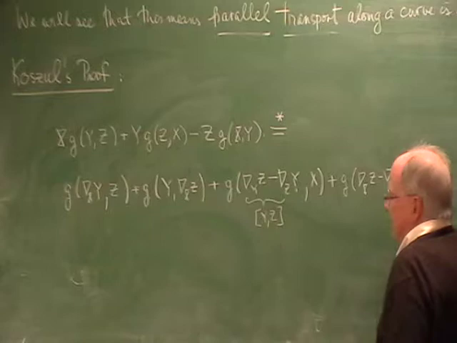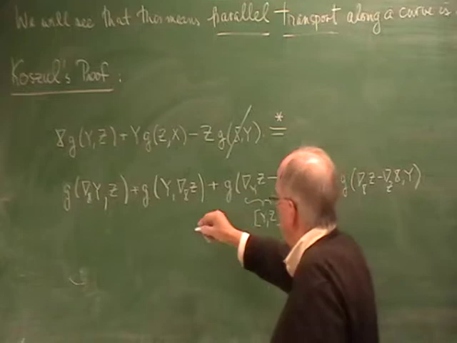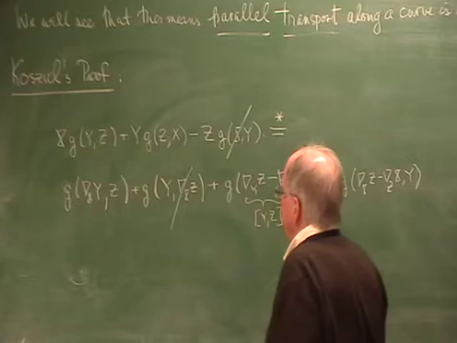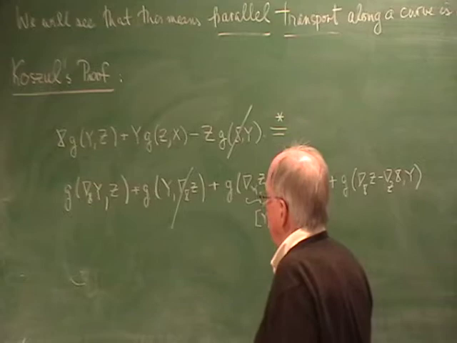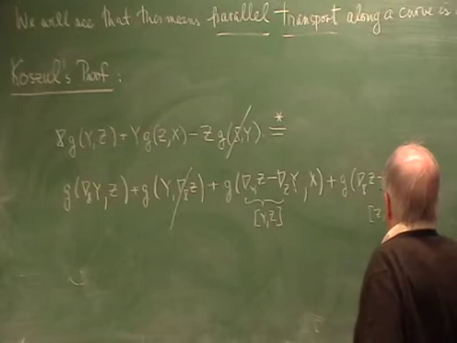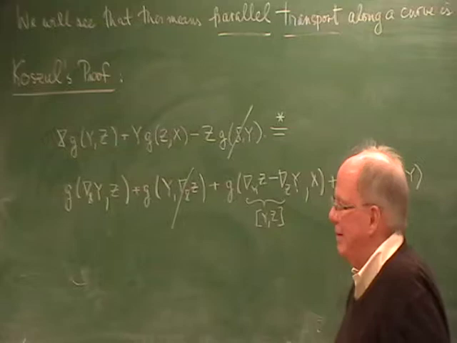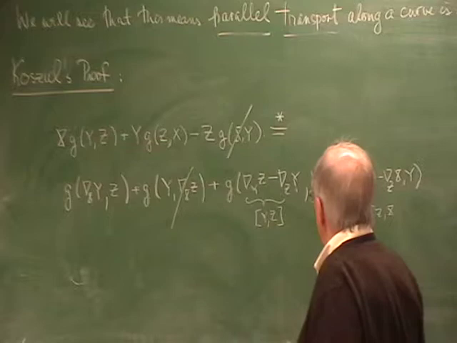Have I dealt with all terms? So this term has been dealt with. This term has been dealt with, because you just told me how to do it. Anything else? Have I forgotten anything? This term is now ZX. Have I done everything? I think so. There should be one more term. We are missing something that has a nabla_Y.